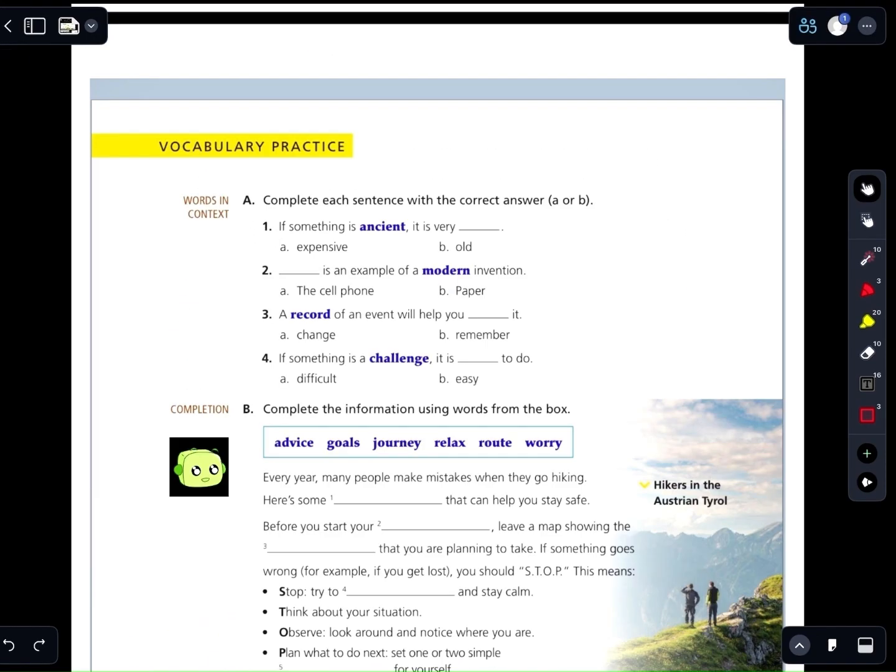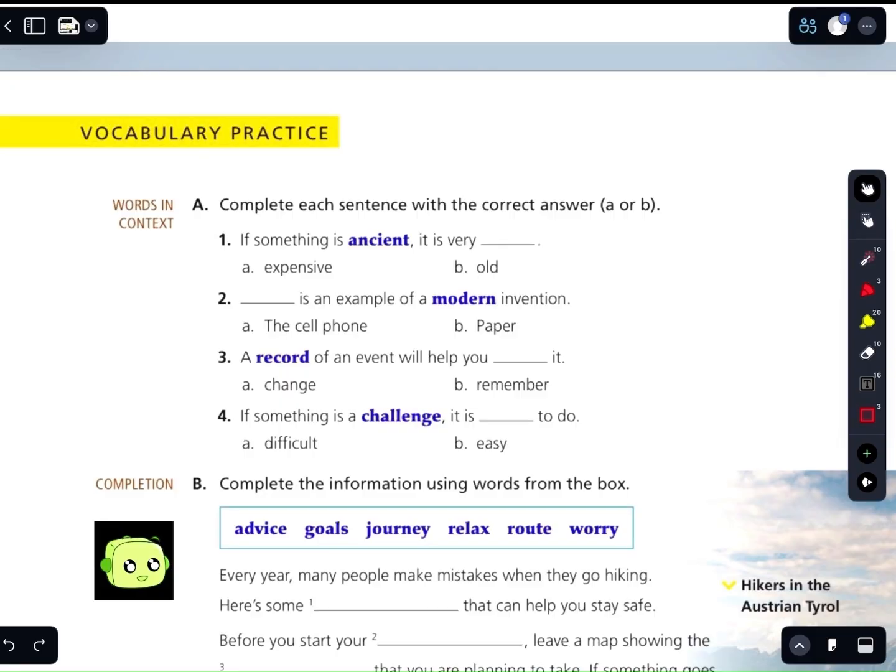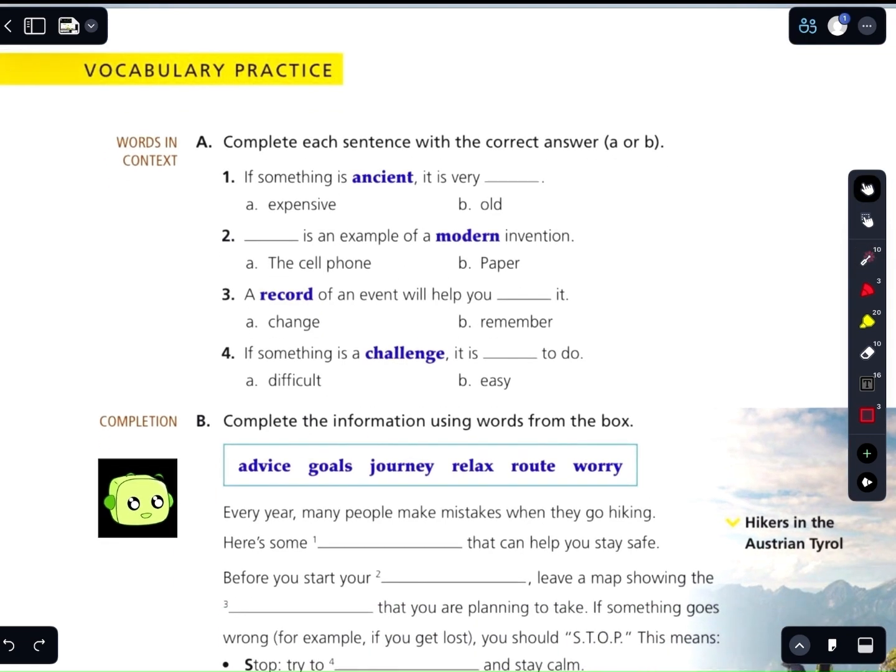Vocabulary practice. Complete each sentence with the correct answer. Okay, we have 4 questions here. The first one, if something is ancient, it is very, and then you can select your answer. Number 2, blank is an example of a modern invention. We have the cell phone or paper. A record of an event will help you blank it, change or remember. If something is a challenge, it is blank to do, difficult or easy.